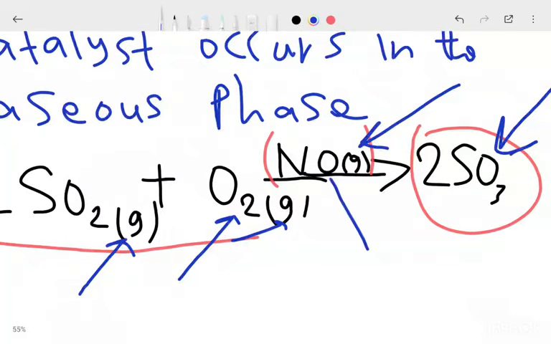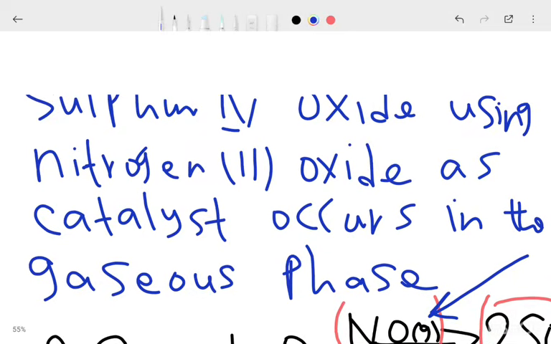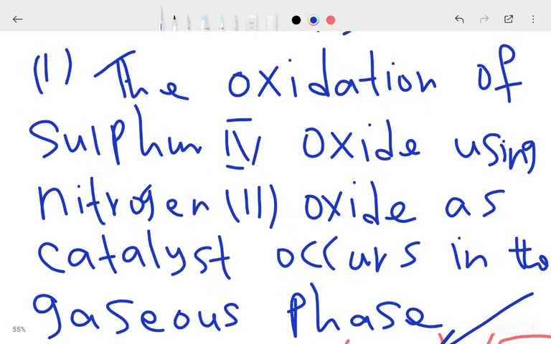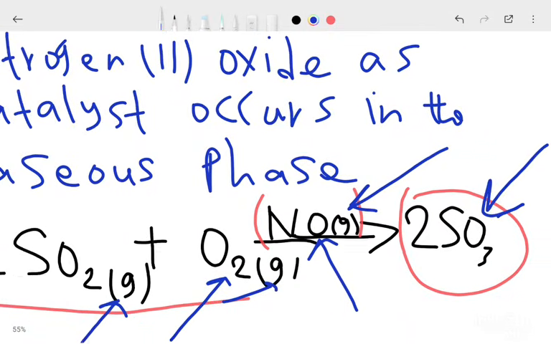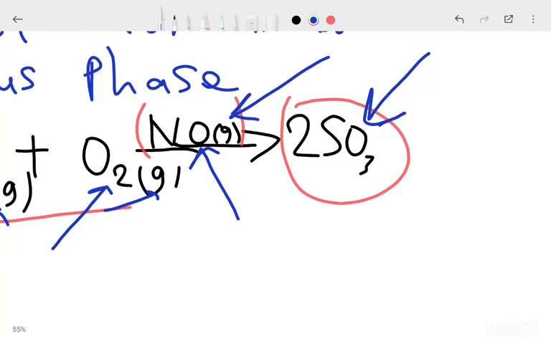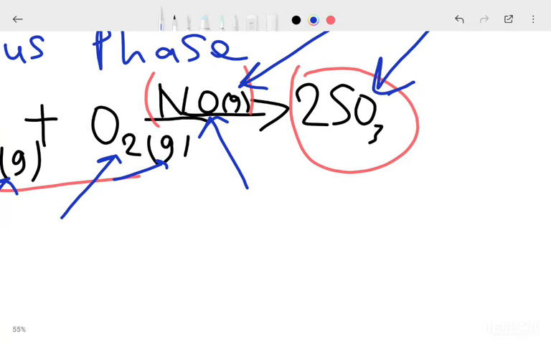Is this one, isn't it? I said the top of the arrow is where the catalyst is. If you see any chemical reaction, just check the top of the arrow. If there is any element or compound there, know that that is a catalyst. So the catalyst used in this process is nitrogen 2 oxide. So now take note, meaning that from this statement, the oxidation of sulfur 4 oxide to form what? Sulfur 6 oxide. This one is sulfur 6 oxide.